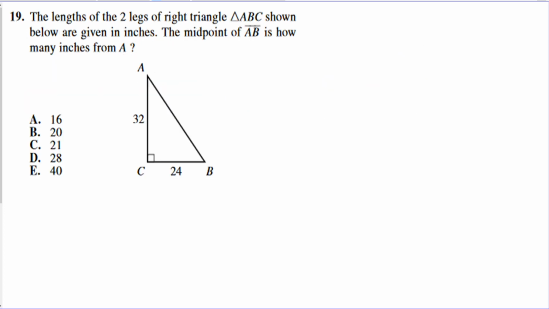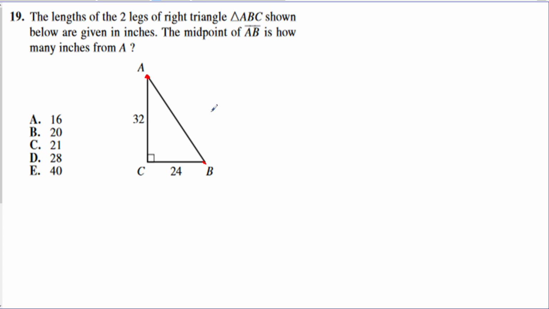Right? Next problem. It says the lengths of two legs of a right triangle are shown below, 32 and 24. And it's asking how many inches the midpoint of AB is from point A, which is this point up here. So the way we're going to figure that out is we need to know how long AB is. AB, here's a little vocabulary for you, is the hypotenuse of this right triangle. 32 and 24 are legs, right?